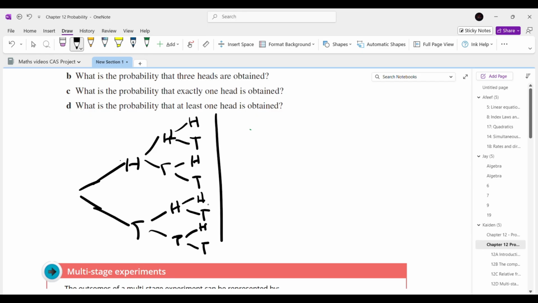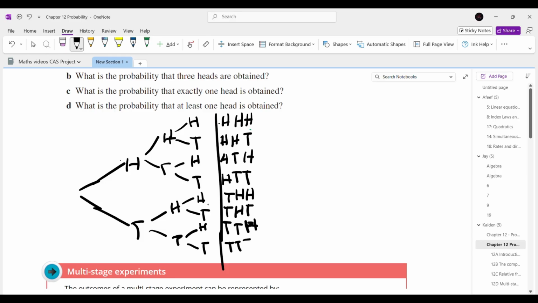And then we can write a list of all our possible combinations on the right hand side. You don't have to do this, but it personally helps me to see the true size of the sample space. Heads, heads, heads; heads, heads, tails; heads, tails, heads; heads, tails, tails; tails, heads, heads; tails, heads, tails; tails, tails, heads; tails, tails, tails. So this is all of our sample space right here.